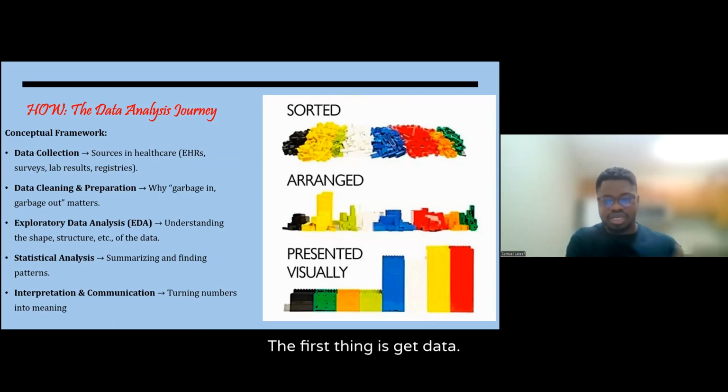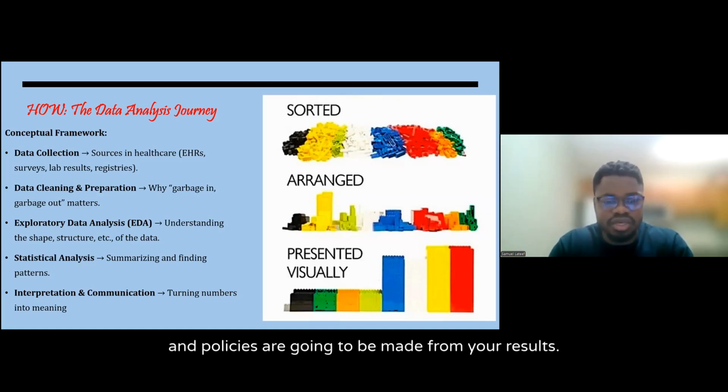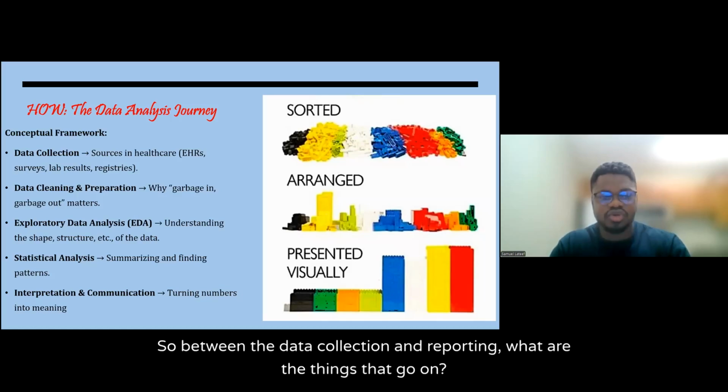The first thing is get data. The last thing is act on the data. You act by reporting to maybe stakeholders, subnationals, you publish it, you do a lot with it, and policies are going to be made from your results. So between the data collection and reporting, what are the things that go on?